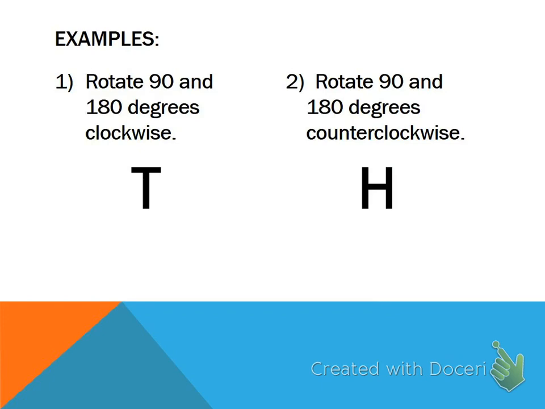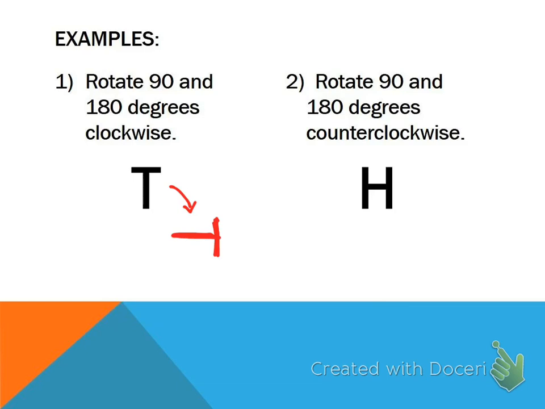So let's just do some visual examples before we get into our coordinate notation. We are going to rotate these letters. We are asked to rotate the letter T 90 degrees and 180 degrees clockwise. Okay, so if we are going to rotate it 90 degrees clockwise, we are going to turn it basically on its side. So it would look like a sideways T. Try to make it bold.